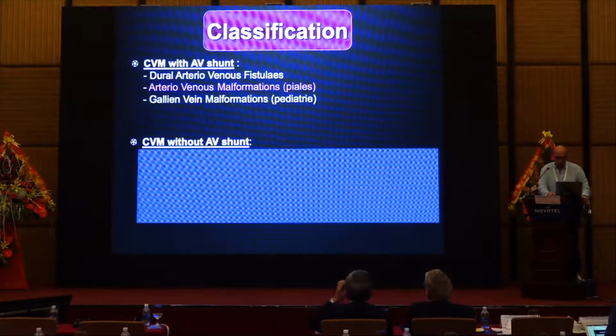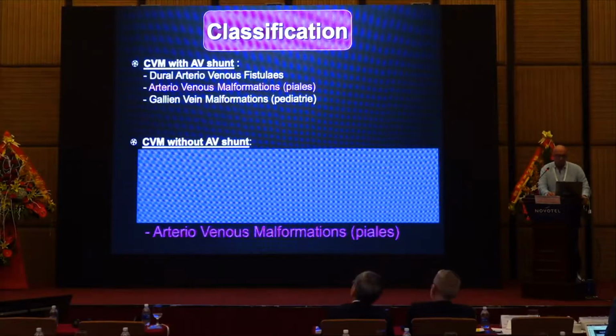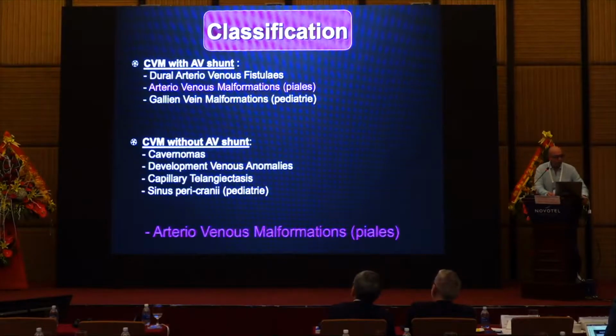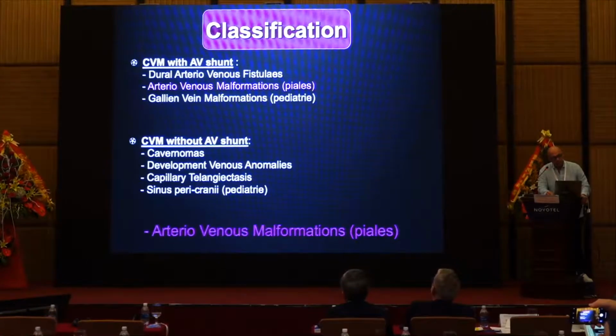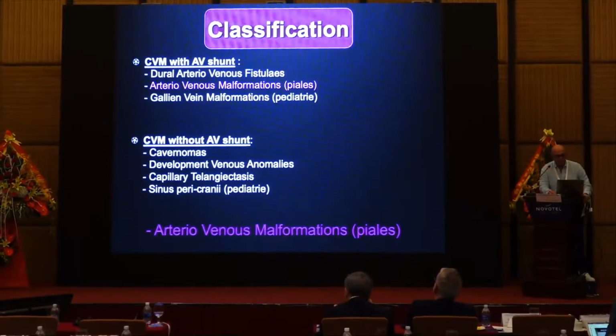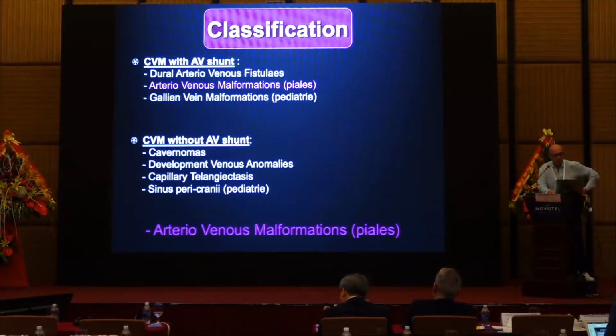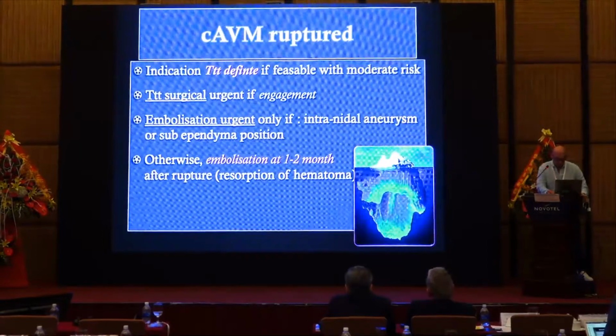So this is rapidly the classification. You have malformation with efficience and without efficience. With efficience, it's the dural arteriovenous fistula, cerebral arteriovenous malformation, which is pial, and the Galilean vein malformation in pediatrics. So I will discuss only the pial arteriovenous malformation.